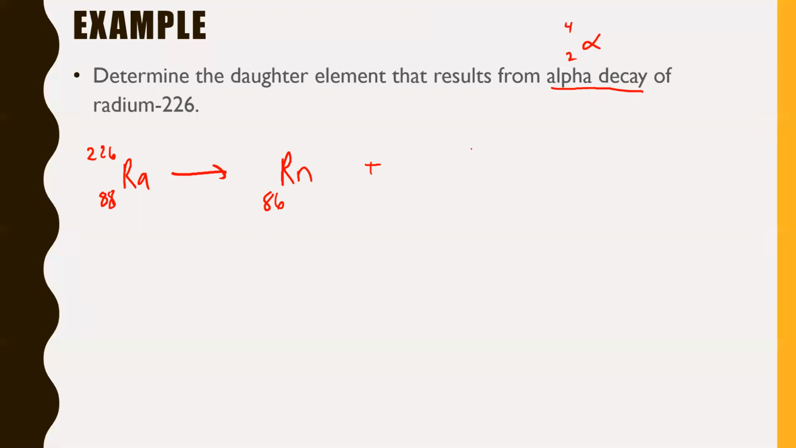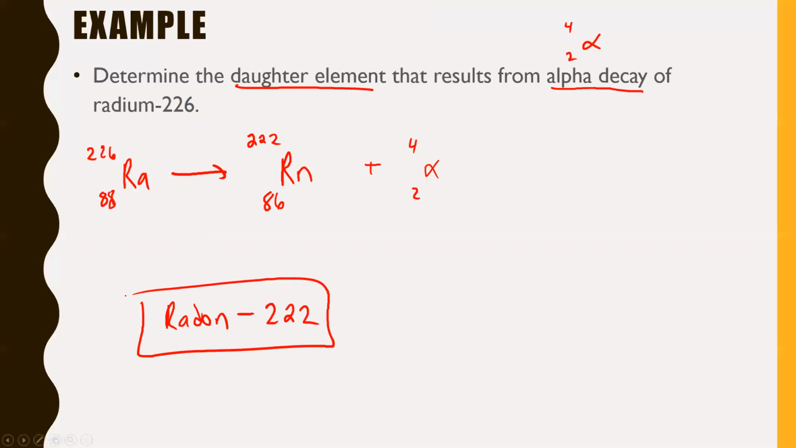Before I even write any other numbers, I'm going to write my alpha particle next. It's got 2 and 4. So that means we have to take this number and drop it down by 4. That means on my radon here, it's got to be 222. Notice all of these numbers along the top add up and are balanced on both sides of this equation. And my atomic number, which is protons, also adds up along the bottom here. So that right there would be the alpha decay equation for radium-226, and the daughter element would be radon-222. So there you go.